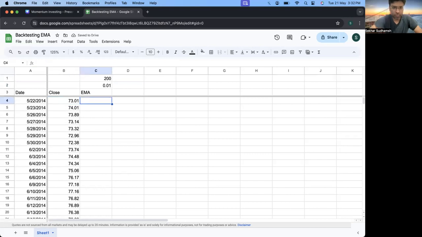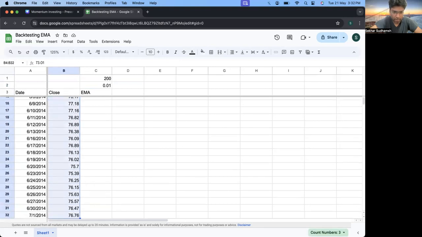Now, how do we use this exponential moving average factor? I'll come to that. So first, what we need to do is calculate the simple moving average of the 200th day.